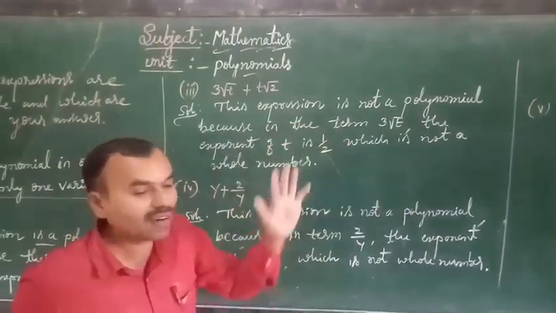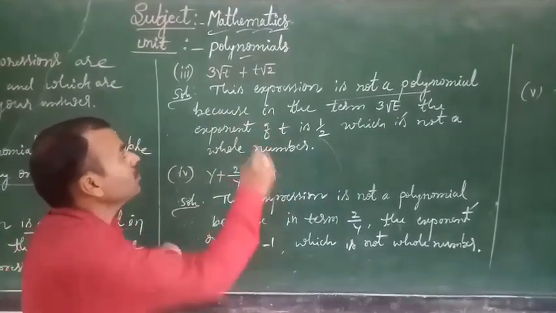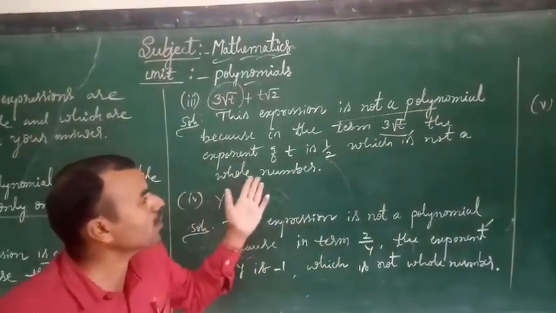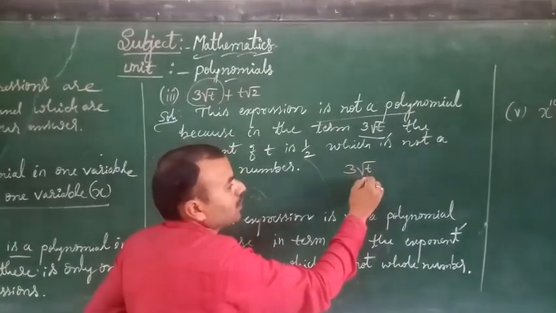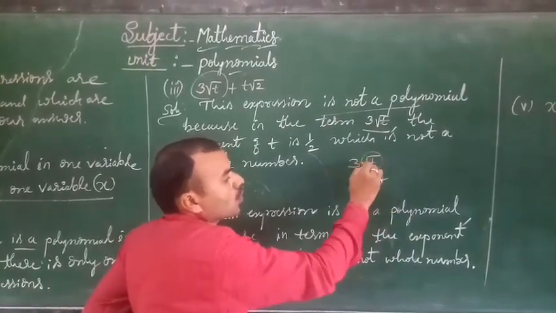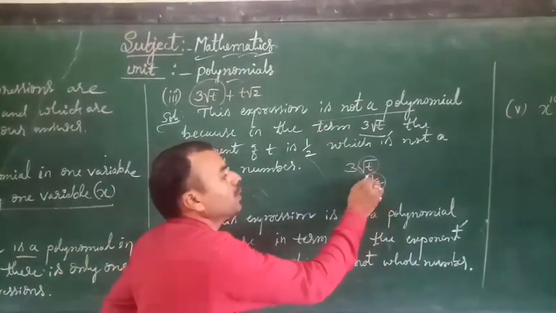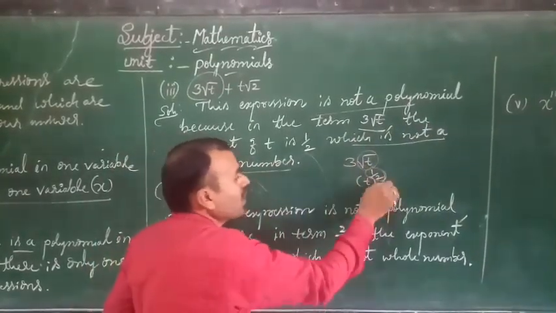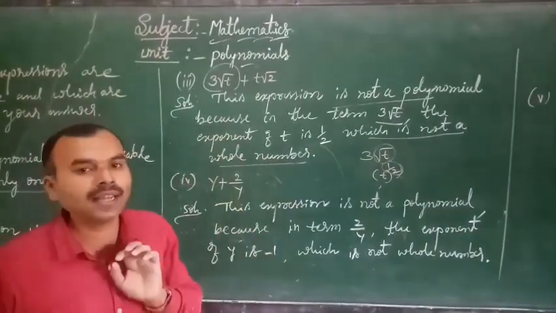This expression is not a polynomial. Why? Because in the term 3 root t, the exponent of t is not a whole number. Root t can be written as t to the power of 1 by 2. Its exponent is not a whole number. This is a fraction. So this is not a polynomial.